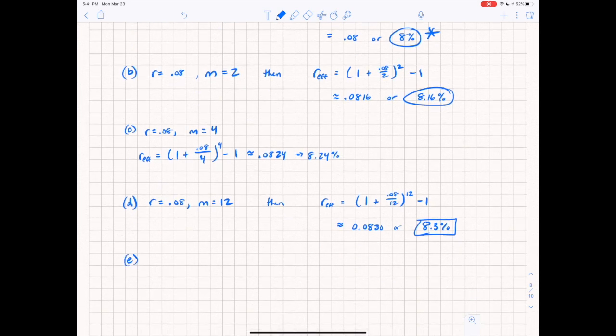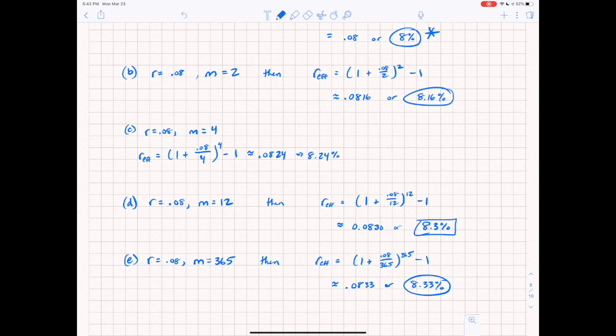And so for the final E, R is 0.08 again, but M is going to be 365. Then the effective rate would be 1 plus 0.08 divided by 365 to the 365th power minus 1. This comes out to be approximately 0.0833 or 8.33%. Again, displaying its effective rate. So this is just an example of the power of the effective rate versus the annual interest rate that's generally given with compound interest.